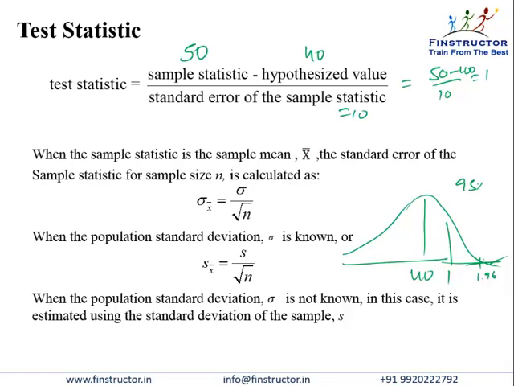So we are hypothesizing 40. What has come is 50. Question is, is 50 too extreme? 50 is too extreme if it was greater than 1.96 standard deviations. So 50 is only one standard deviation away. So with a 95% confidence, I cannot reject the null, or I cannot say that I'm 95% sure that this null hypothesis is wrong. It still may be wrong, but with 95% certainty I can't say.